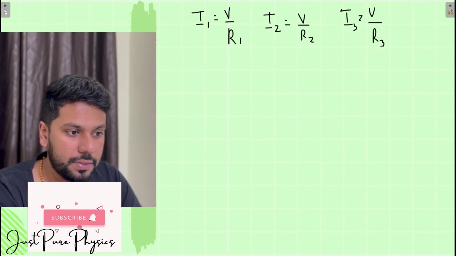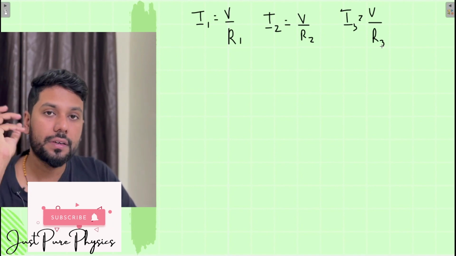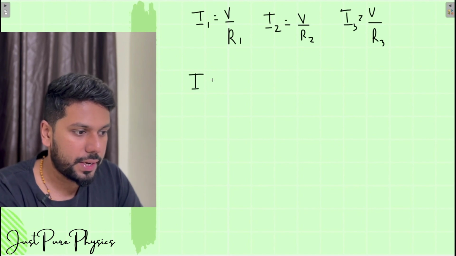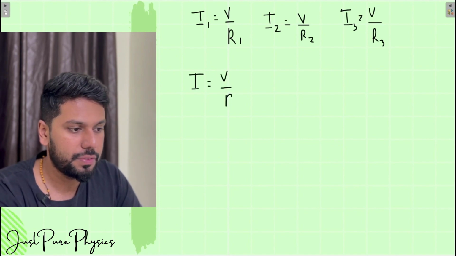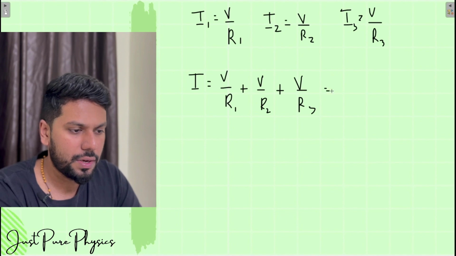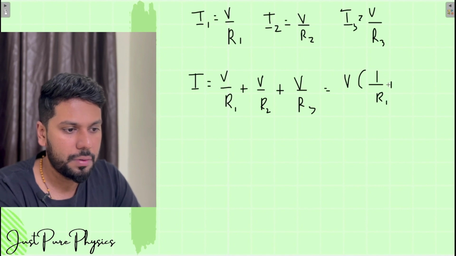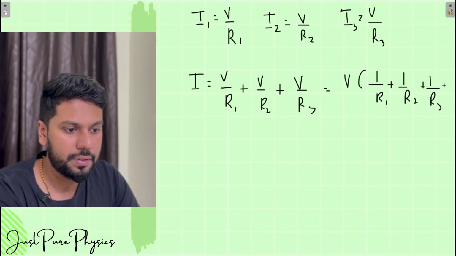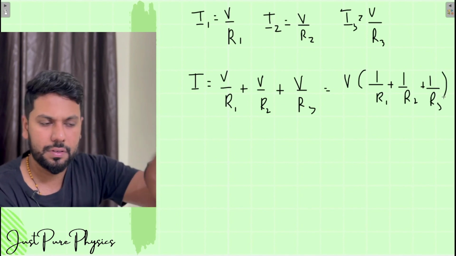So remember this logic: voltage remains the same, but the resistance value is different. Now my total current I is equal to V by R1 plus V by R2 plus V by R3, isn't it? I can take V common outside. I have 1 by R1 plus 1 by R2 plus 1 by R3. Now I will send the V down there.